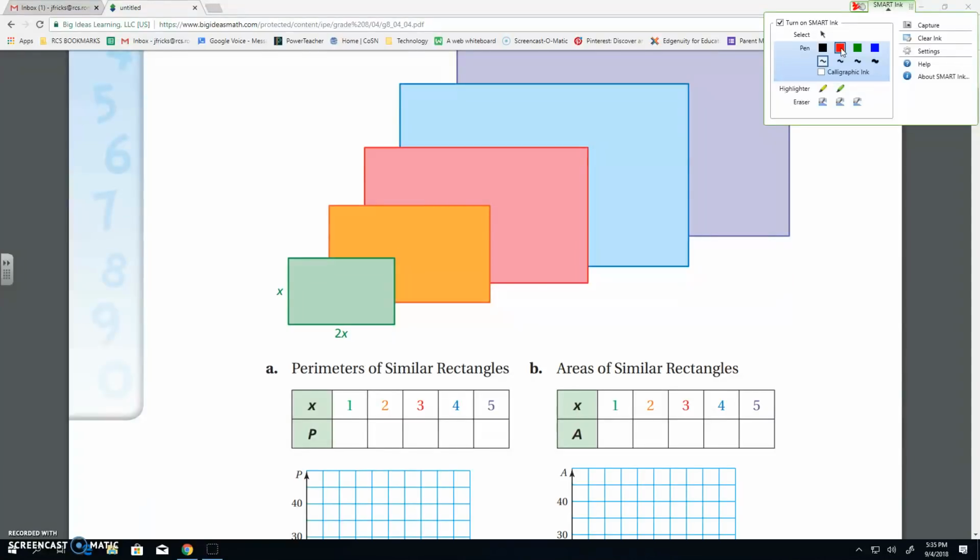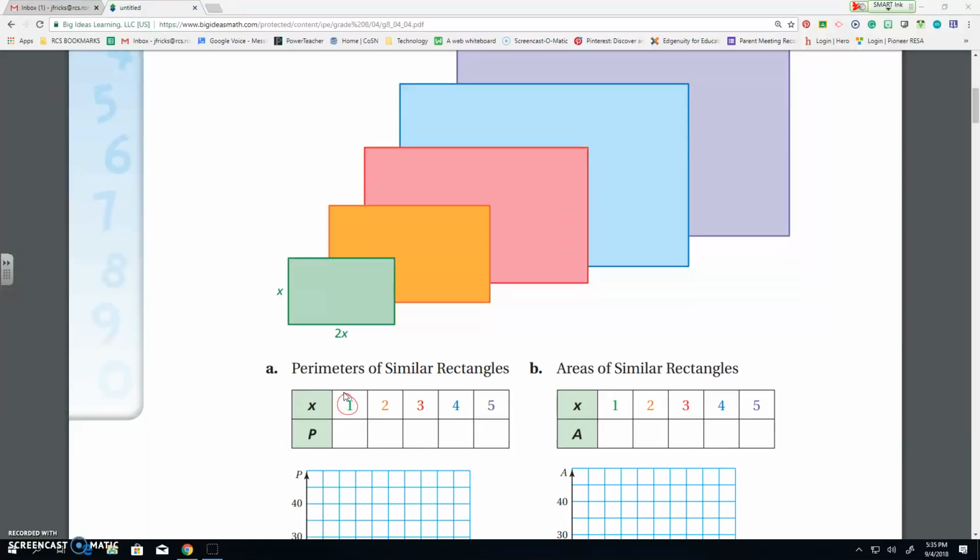So, starting up here on the board, we'll go ahead and fill in the perimeter. So remember, perimeter is all the sides added up. In this case, we have a really small triangle. If you think about it, we'll start with 1. So here, 2 times 1 would be 2. And then we know that x is equal to 1, so that would just be 1. So what we have is a 2 on this side and 1 on this side as well. When we add them all up, 2 plus 2 is 4. 1 plus 1 would be 2, so 4 plus 2 would be 6.